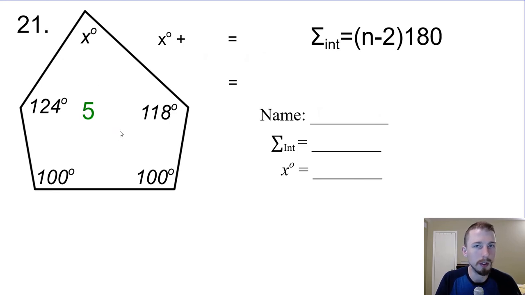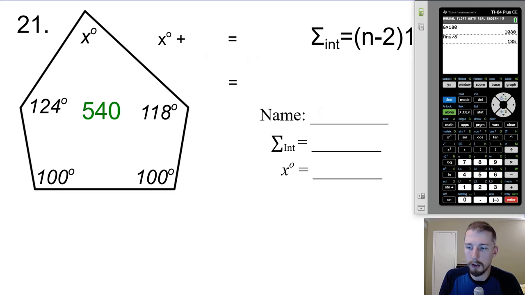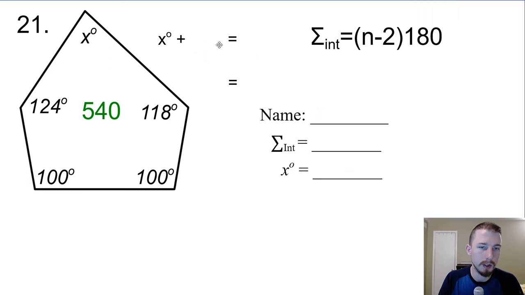Now our formula still holds true even if it's not a regular quadrilateral or a regular pentagon. So we have 5 sides, so 5 minus 2 is going to be 3. 3 times 180 is 540 degrees. So altogether these are going to add up to 540 degrees. So when we add them together, I'm just going to put it in the calculator. So 124 plus 118 plus 100 plus 100. It's going to be 442. So this 1x plus the 442, and all I did was combine those like terms, is all going to add up to 540.